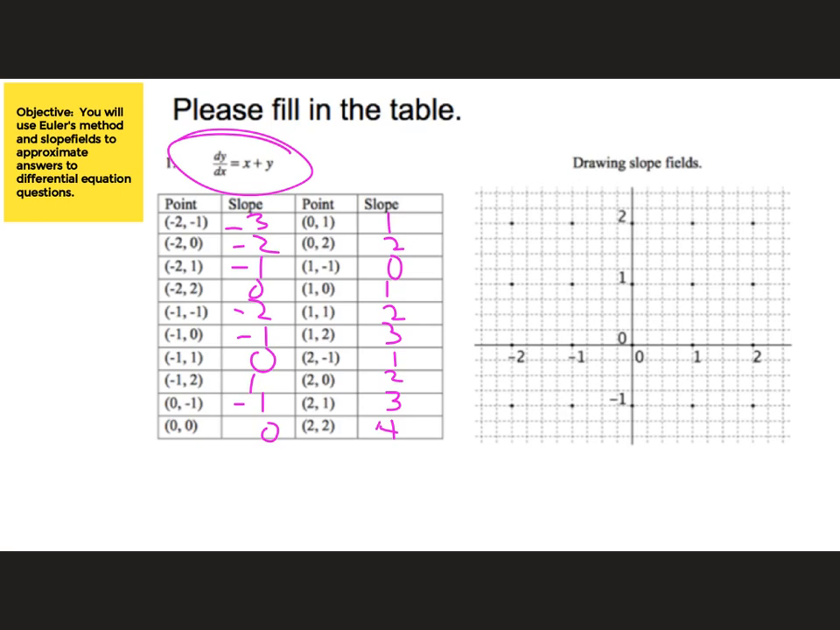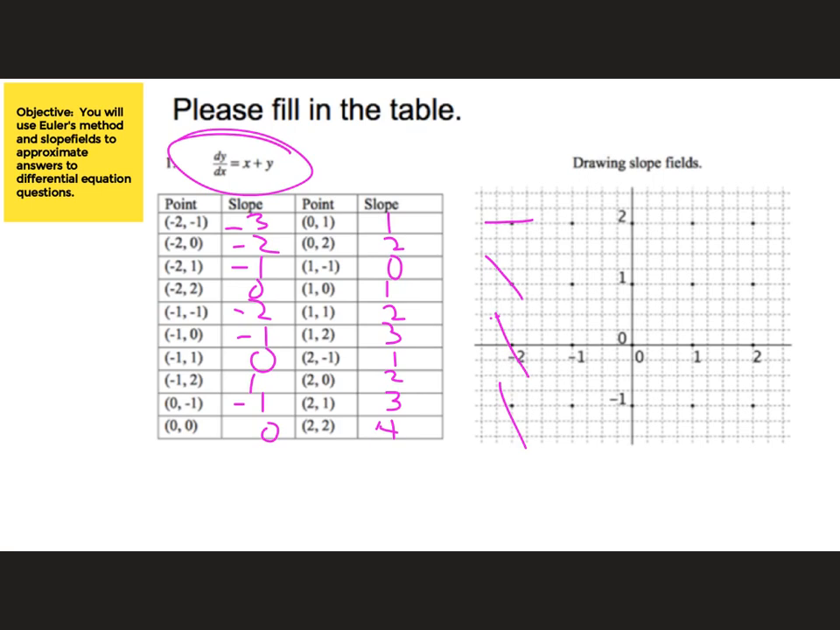So now I take those and I go over to the right here, and it says draw them. So at -2, -1, the slope is -3. So I'll approximate that like that. At -2, 0, the slope is -2. So let's make it a slight bit shallower. And at -2, 1, it's -1. And then at -2, 2, it's 0.